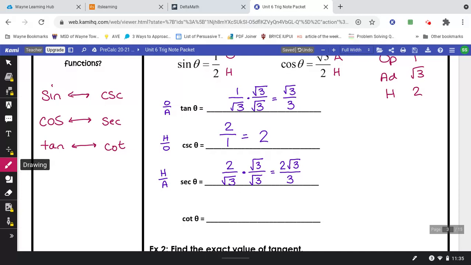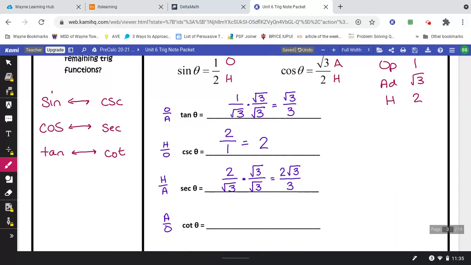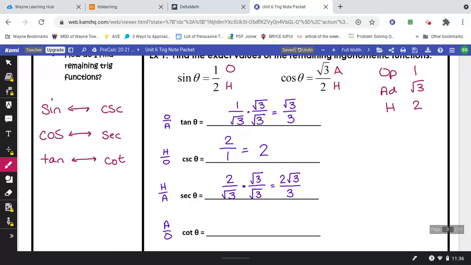Right? And then cotangent would be adjacent over opposite. Looking back up at my numbers, I've got my adjacent as radical 3 and my opposite as 1. It's nice to have a 1 in the denominator because you pretty much just don't need it. Divide it out to get radical 3.